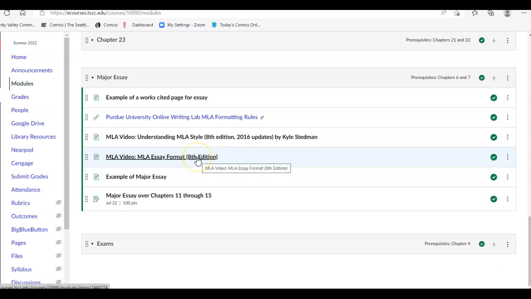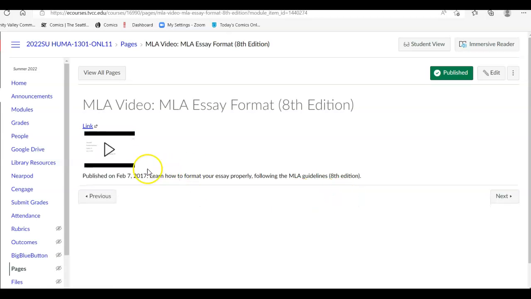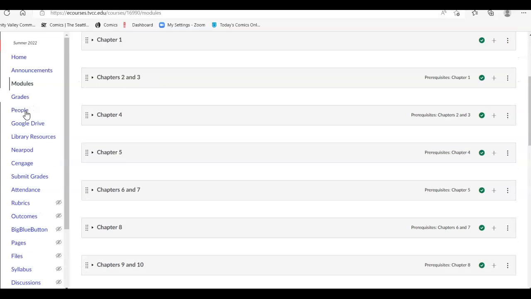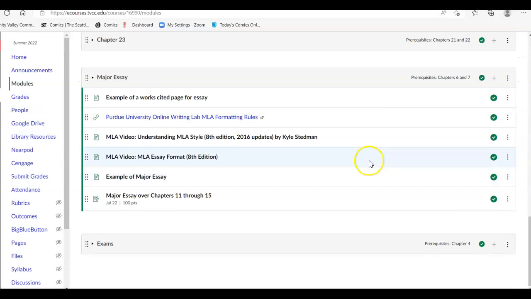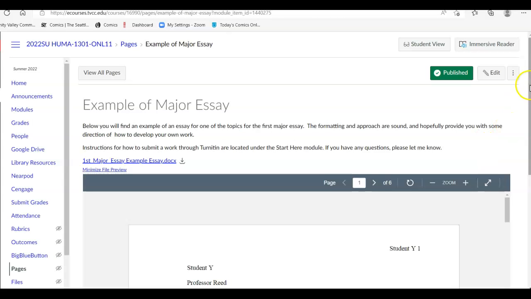This is another essay that shows you again how to format an essay according to MLA standards. You just click here and you can watch it that way. And then what I have for you also is an example essay. It is not over one of your topics, but it does offer you some details of how it should look.